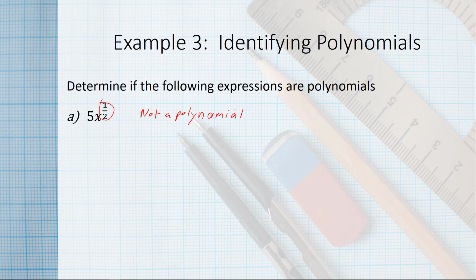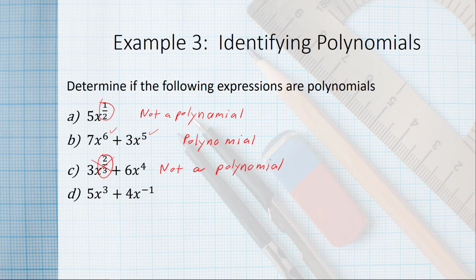Okay, let's take a look at the next one. This one is a polynomial. This is a whole number, and this is a whole number. So this is a polynomial. Let's take a look at C. C, once again, is not a polynomial because this exponent is a fraction. So this is not a polynomial.